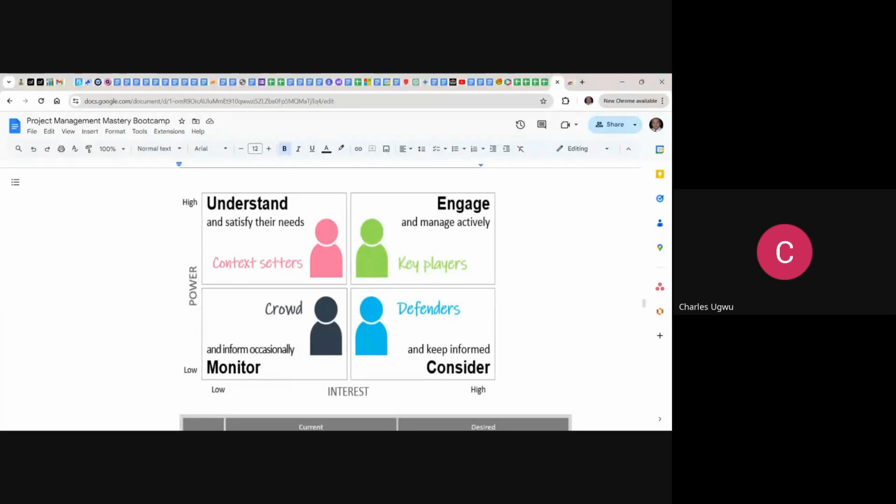You know, for instance, let's look at a housing project. Maybe the council is trying to renovate a council building. We have people living in that building.